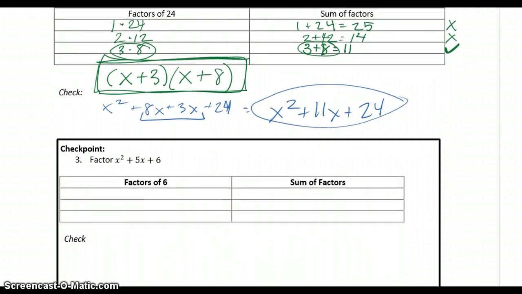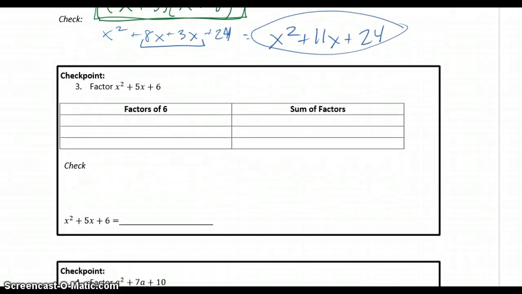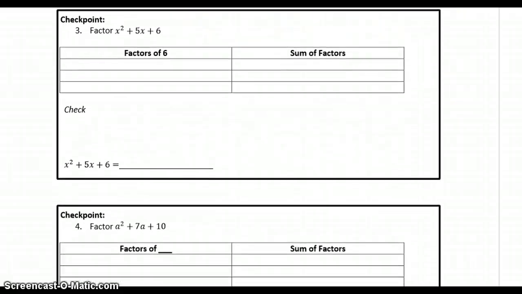Alright, so do the exact same thing on checkpoints number 3 and 4. On number 3, again, you're finding the factors of 6, or what values you can multiply together to get 6, your last term here. And you want the sum of those factors to give you the coefficient of your middle term, which is 5. 5 is what you're looking for over here.